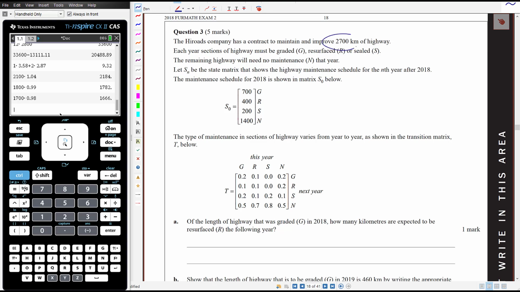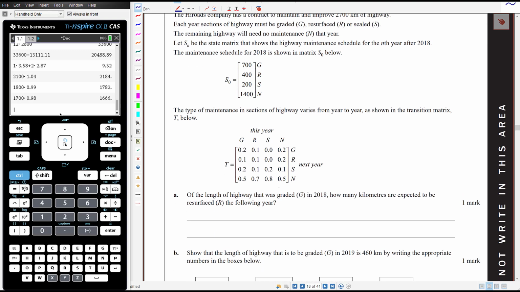So of the total 2,700 kilometres of highway, 700 is due to be graded in 2018, 400 is due to be resurfaced, 200 kilometres due to be sealed, and 1,400 kilometres need no maintenance in 2018. The type of maintenance in sections of highway varies from year to year, as shown in the transition matrix below. We see that 20% of the highway that was graded last year will be graded again the next year. 10% of the highway that was graded last year will be resurfaced next year. 50% of highway that had no maintenance this year will still need no maintenance next year, etc.